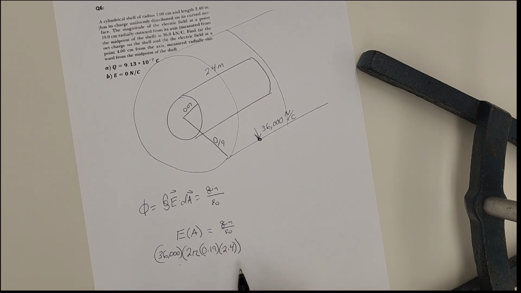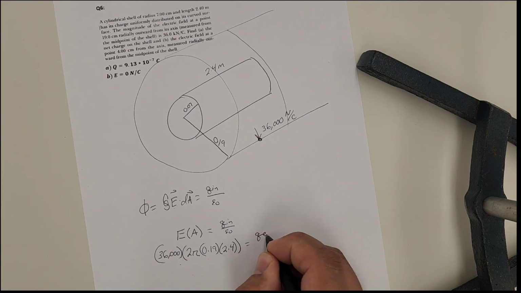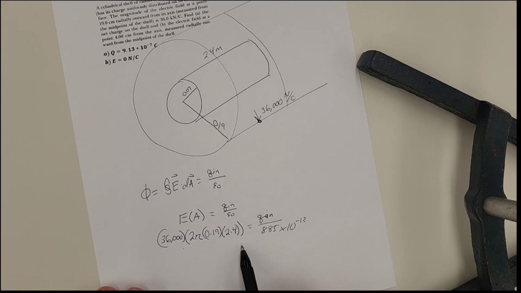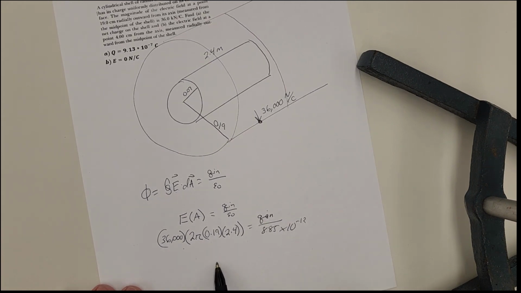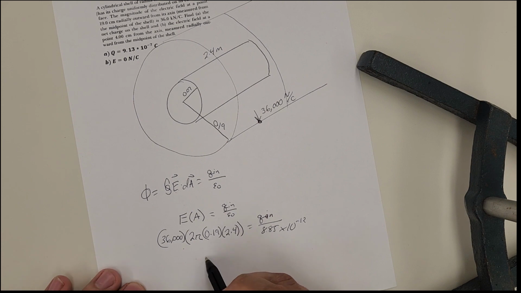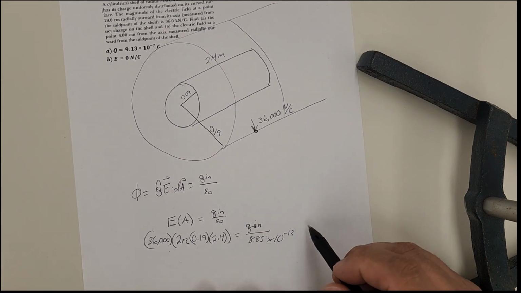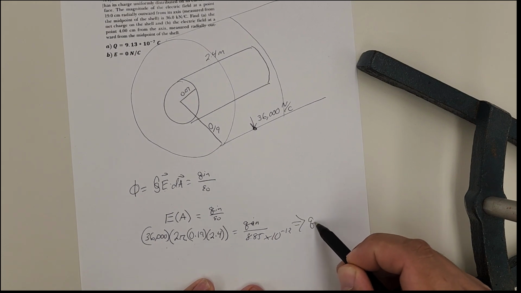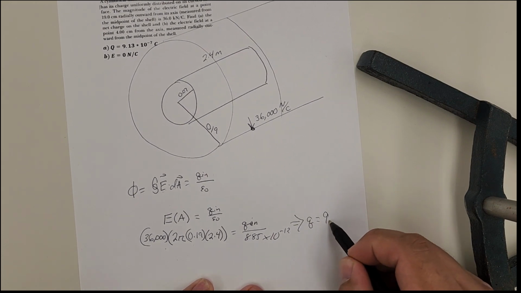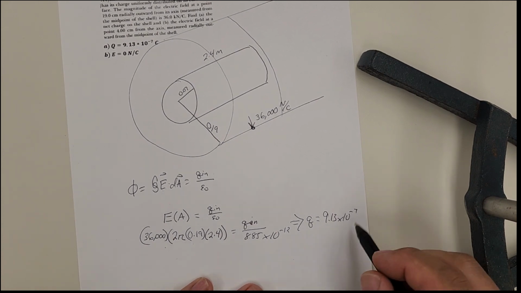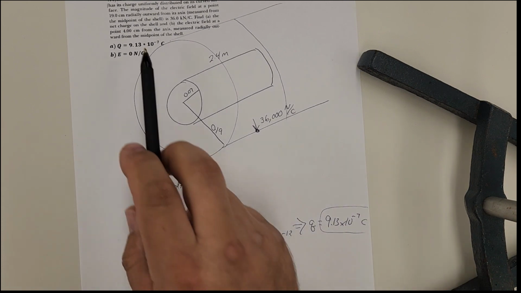2 pi RL is equal to Q enclosed over 8.85 times 10 to the negative 12th, epsilon naught. Now we've got just straight up numbers. Multiply all these numbers by 8.85 times 10 to the negative 12th and solve for the Q that's enclosed. Everything looks positive. So the Q that you get from this should be 9.13 times 10 to the negative 7 coulombs. That's how we get the number up here.